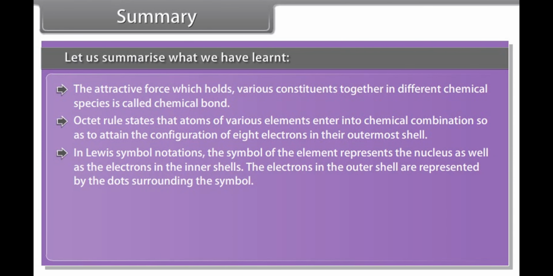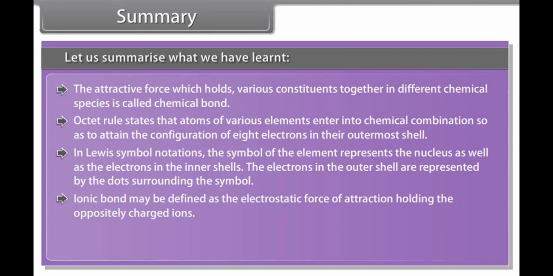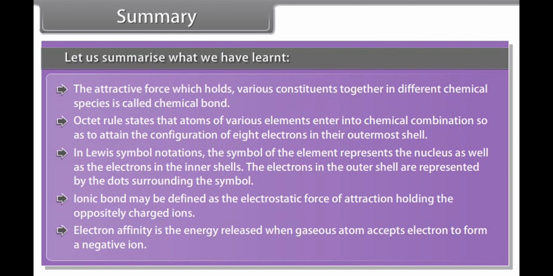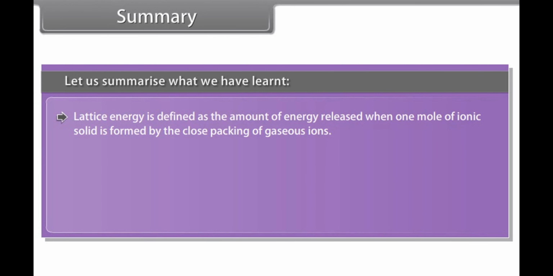In Lewis symbol notations, the symbol of the elements represents the nucleus as well as the electrons in the inner shells. The electrons in the outer shell are represented by the dots surrounding the symbol. Ionic bond may be defined as the electrostatic force of attraction holding the oppositely charged ions. Electron affinity is the energy released when gaseous atom accepts electron to form a negative ion. Lattice energy is defined as the amount of energy released when 1 mole of ionic solid is formed by the close packing of gaseous ion.